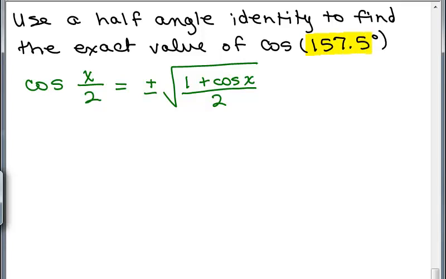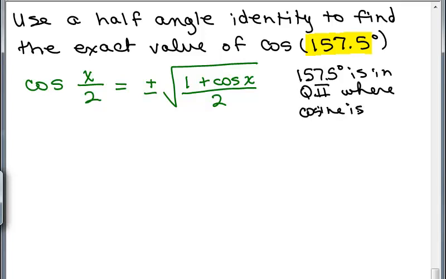Okay? So where is 157.5 degrees? 157.5 degrees is in quadrant 2, where the cosine is what? In quadrant 2, is the cosine positive or negative? We'll think of an angle over here. In other words, is the x value positive or negative over here? It's negative. So the cosine is going to be negative in quadrant 2. So when we do use this identity, we're going to use the negative sign in front of the square root.